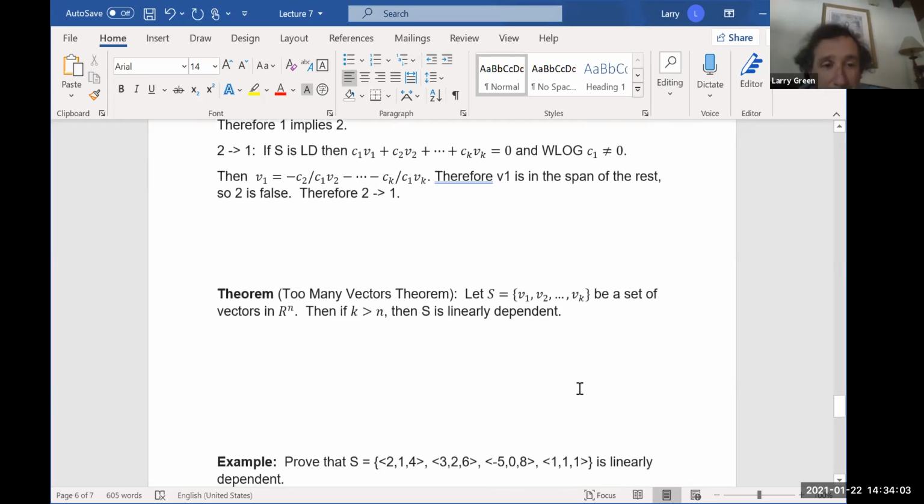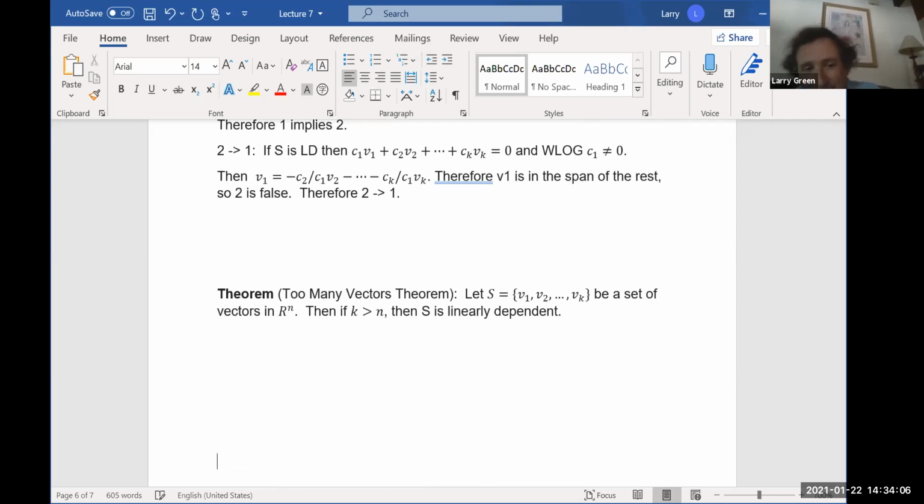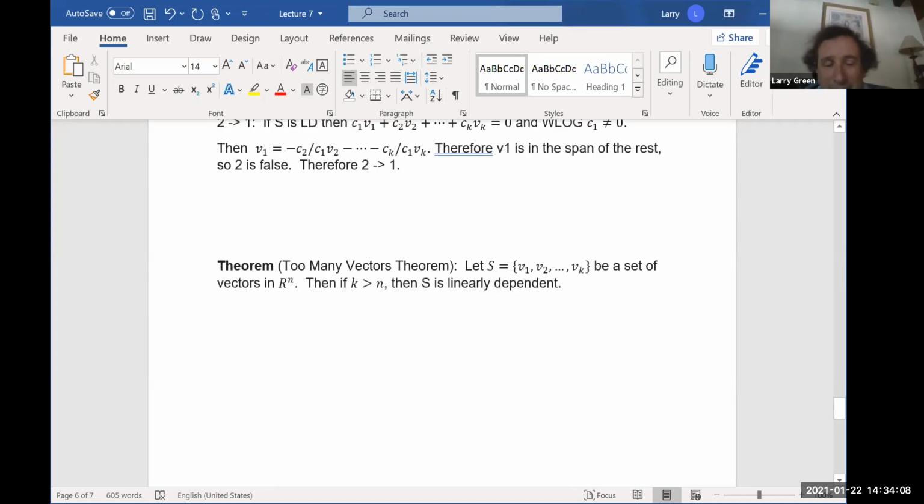Okay, here comes the next theorem. Again, I call it the too many vectors theorem. You can call it what you want. The book doesn't have a name for it, but it helps you remember. Let's suppose that S equals V1 through Vk is a set of vectors in Rn. So now I'm actually specifying Rn. Then if K is bigger than N, S is linearly dependent. For example, if we had 4 vectors in R3, then those 4 vectors as a set is a linearly dependent set.